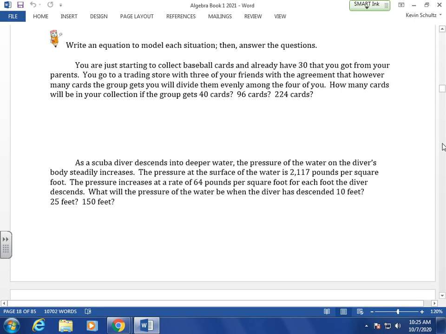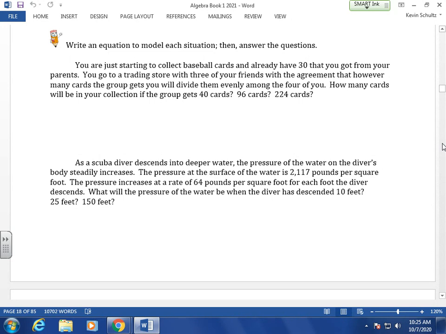Then at the bottom, 2 questions. You are just starting to collect baseball cards and already have 30 that you got from your parents. You go to a trading store with 3 of your friends with the agreement that however many cards the group gets, you will divide them evenly among the 4 of you. How many cards will be in your collection if the group gets 40 cards, 96, or 224 cards? So you're writing this as an expression, okay, and then plugging in those different values to get the total number of cards in your collection. You had questions like this on your pretest yesterday as well.